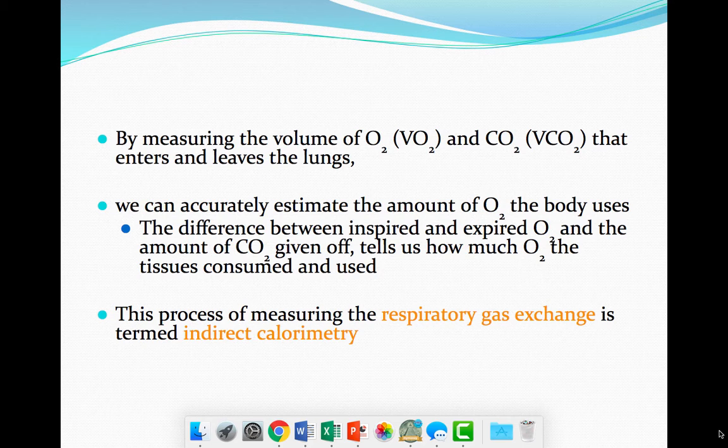And when you do that, you can measure the amount of oxygen that someone consumes and the amount of CO2 that they blow off. So you can accurately estimate that because there's a difference between the inspired and expired O2 amounts. So we can tell how much O2 the tissue has consumed and used. Or we're inferring, really, right? So when we hook you up to a metabolic cart and look at this respiratory gas exchange of the oxygen to the CO2, that is called indirect calorimetry. Indirect.